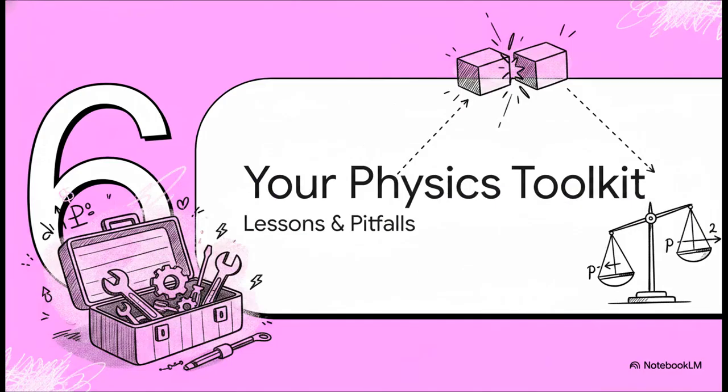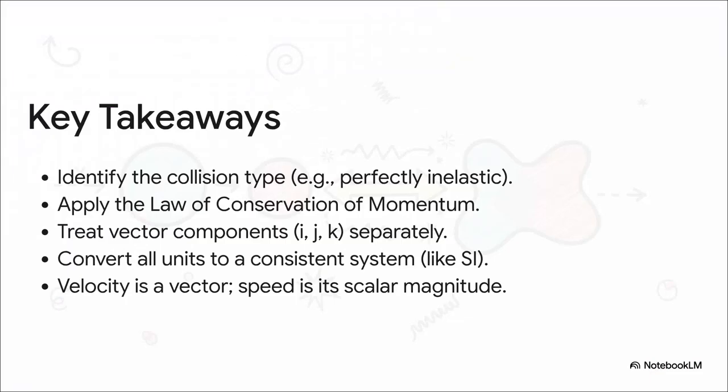Okay, before we wrap up, let's just quickly summarize the strategy we used into a simple toolkit. That way you can take these same ideas and apply them with confidence to any other physics problems you come across. So the crucial takeaway is that there's a repeatable process here. Always start by identifying the type of collision. That tells you what rules to play by. Then you apply the right conservation law. In our case, momentum. After that, just be super careful with your vector components and make sure your units are consistent. And finally, always remember the difference. Velocity is a vector with direction, speed is just a number.